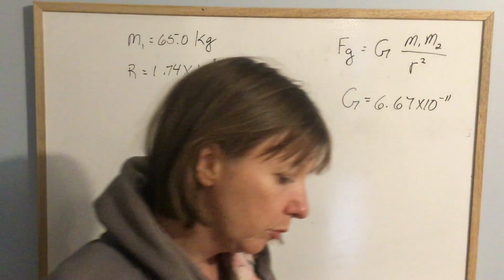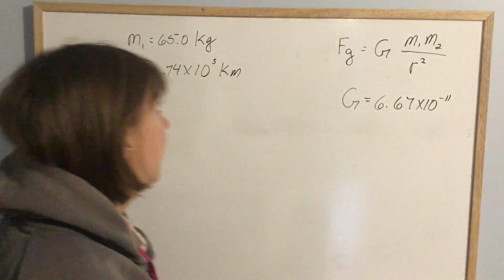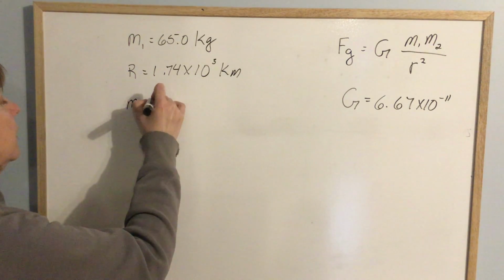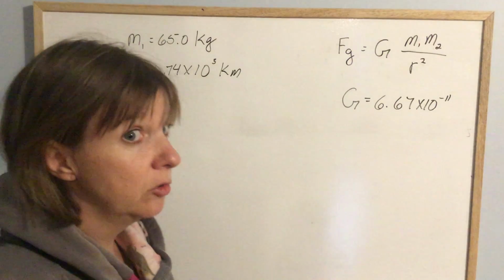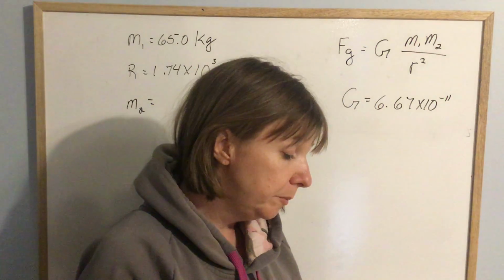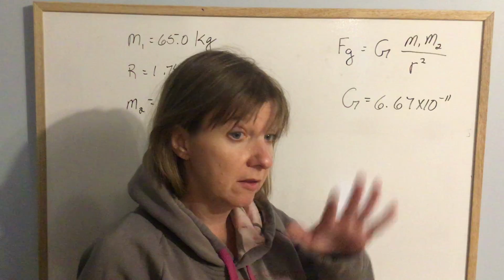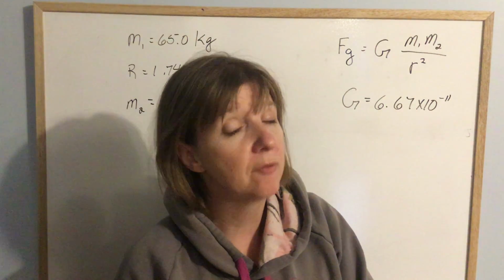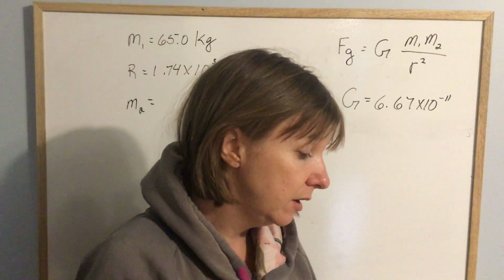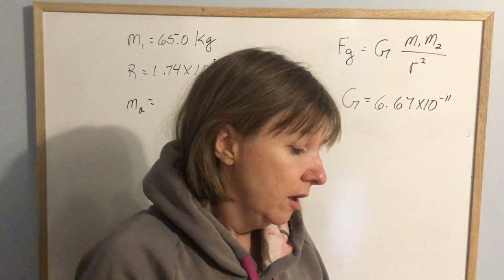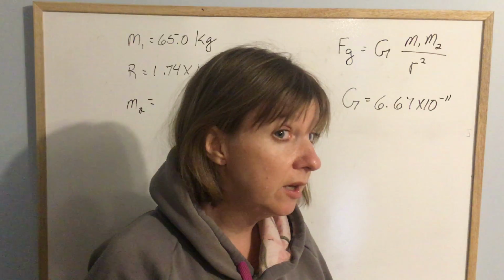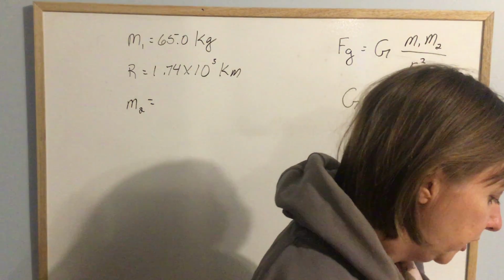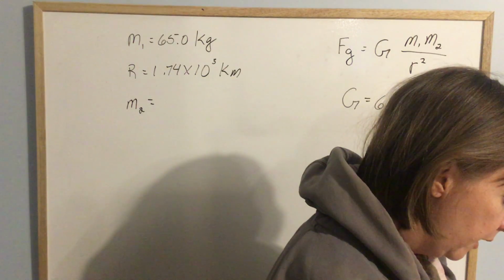Now, one of the things we're going to need, we have mass 1, but we don't have mass 2. So what would be mass 2 would be the mass of the moon, because that's what we're figuring out, right? What is the weight? What is the force of gravity of the astronaut? So we need the mass of the moon, which we don't know.